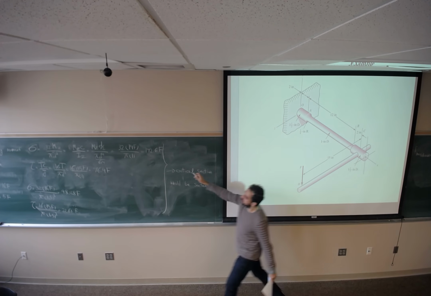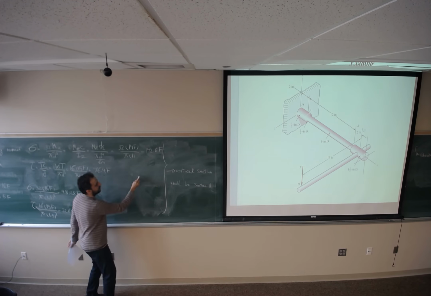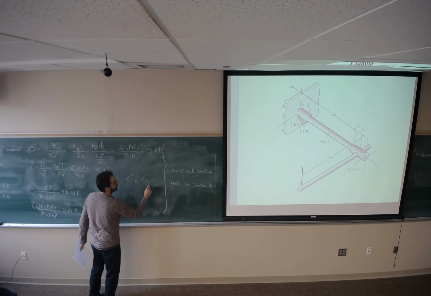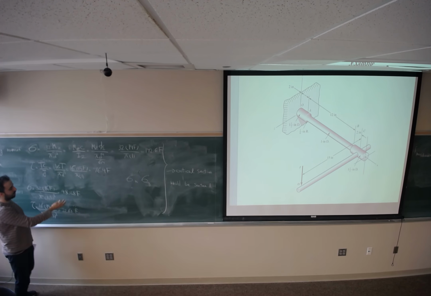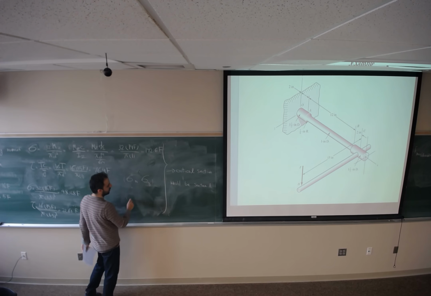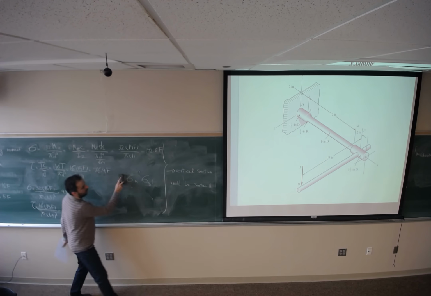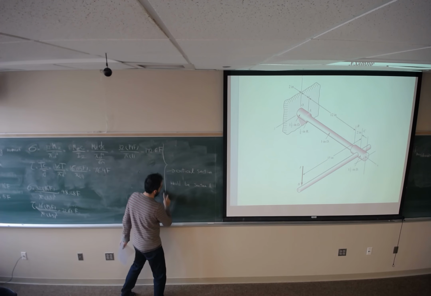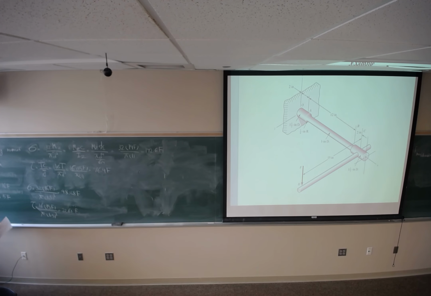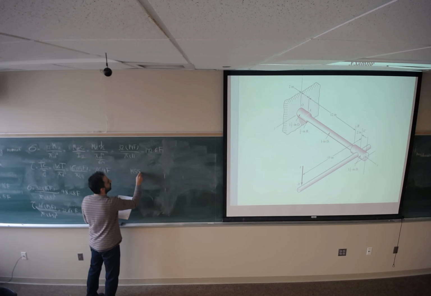So since these two both are greater than this, I don't need to find sigma A and sigma B and compare these two. But if one of them is greater and the other one is smaller, you have to find these two and then decide about the critical section. So now I'm going to do the design based on this. Let me start with maximum shear stress theory.